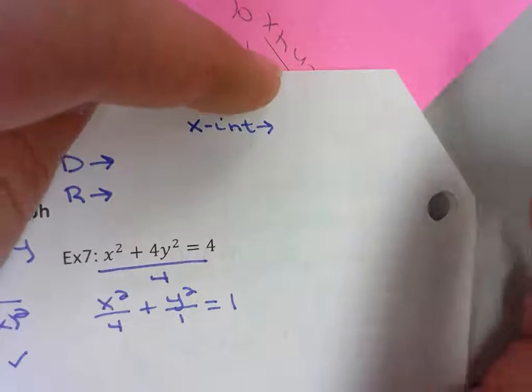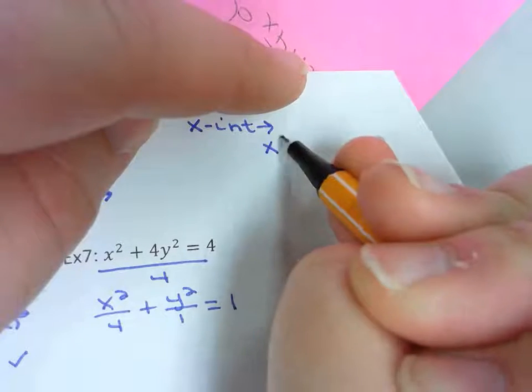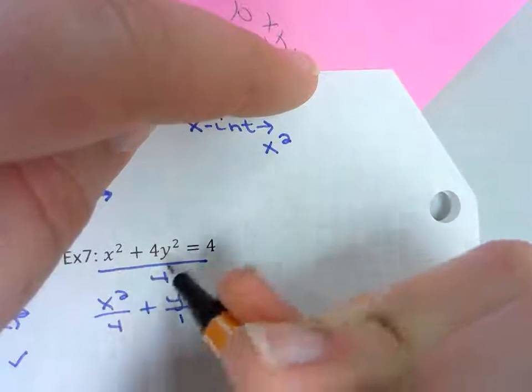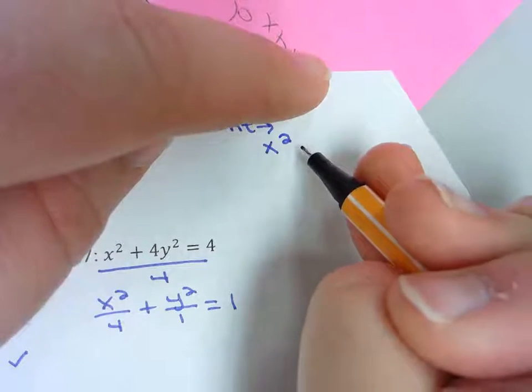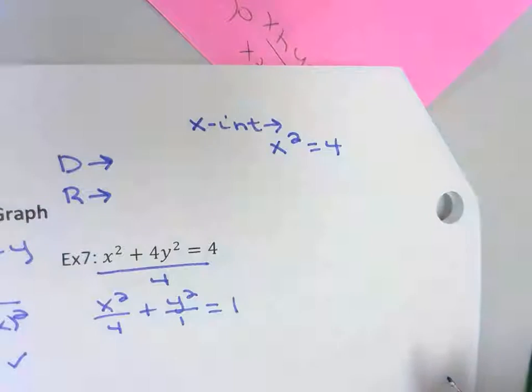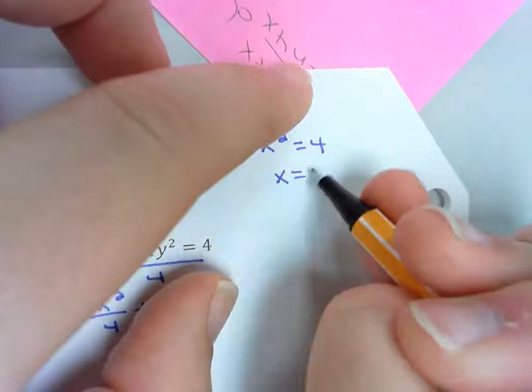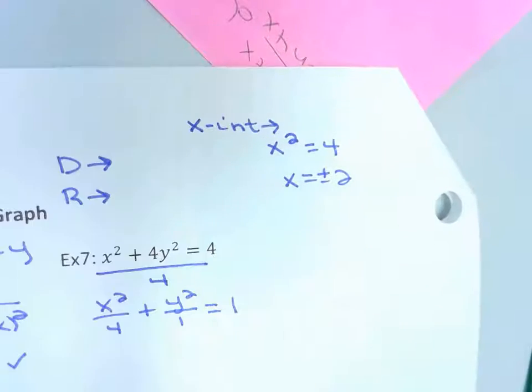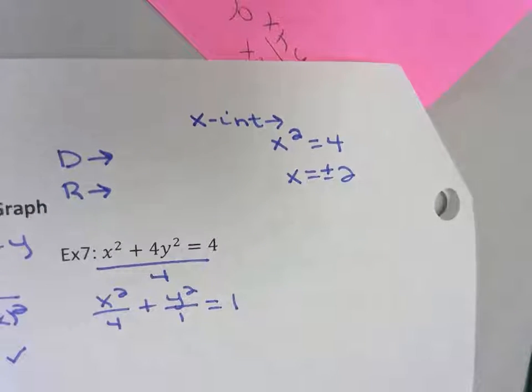So if I'm looking for the x-intercept, plug 0 in for y. So x squared, I'm just going to use the original one. x squared plus 0 equals 4. So x will be what? Plus or minus 2? So finding x and y intercepts isn't really hard because things are going to cancel out.